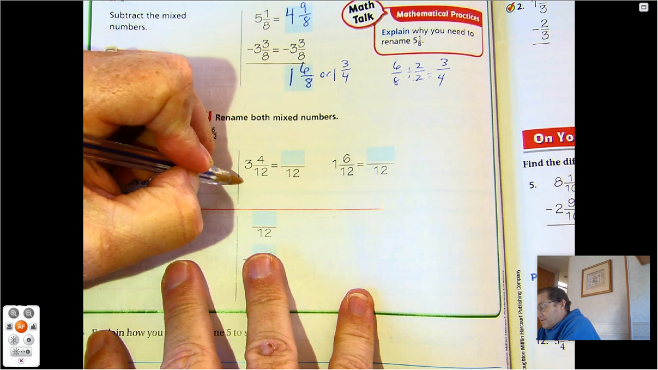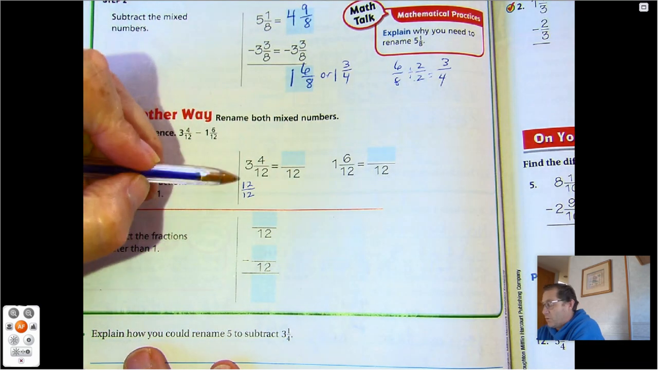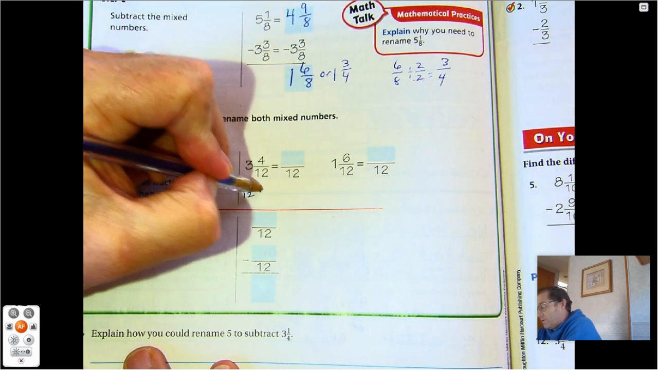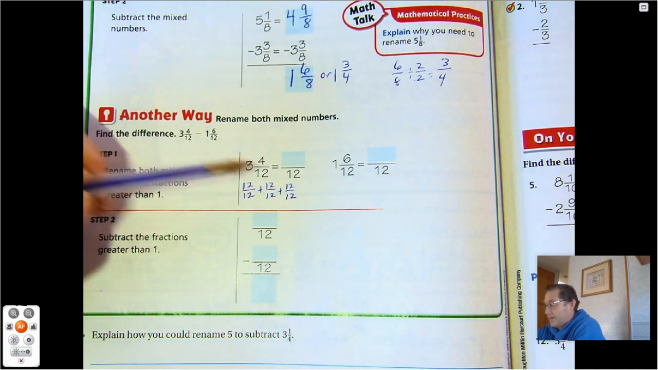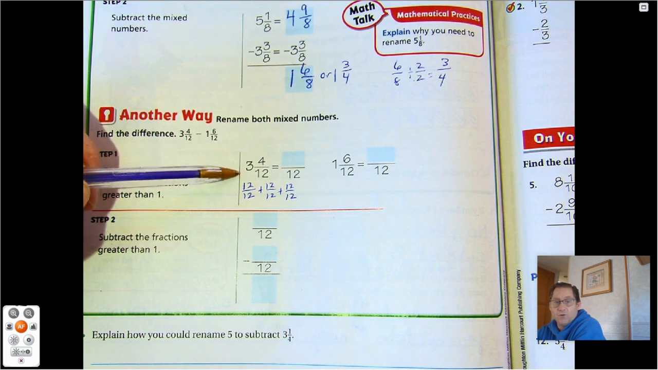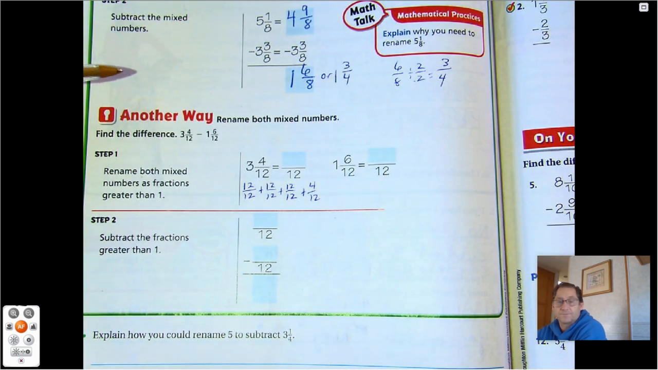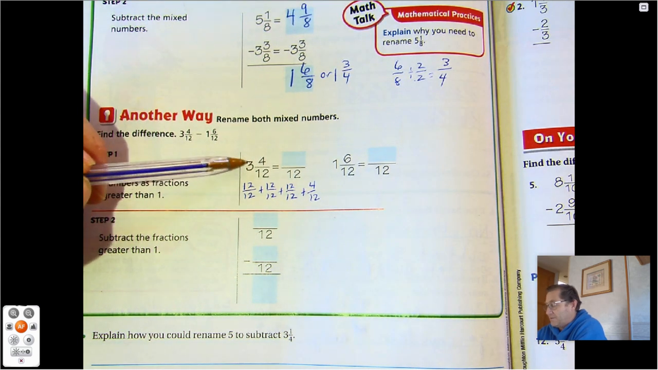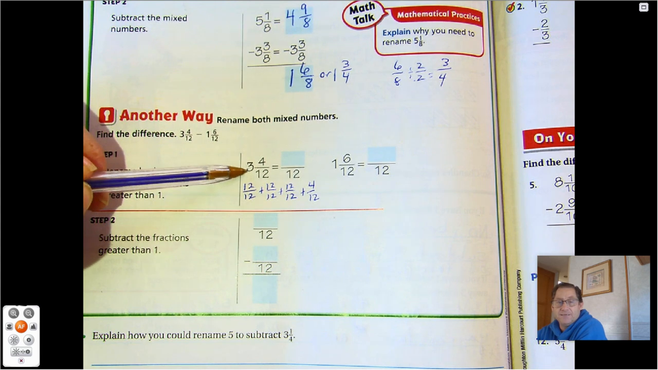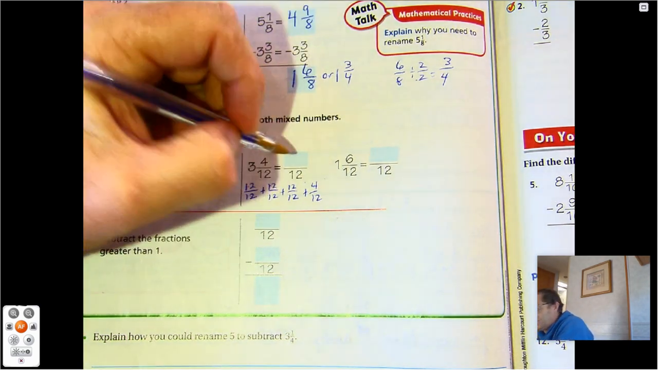So 12/12 is 1, right? So how many 12/12 do I have in 3 wholes? I have 12/12 plus 12/12 plus 12/12. Okay, so 1, 2, 3. That's renaming the 3 wholes plus the leftover 4/12. Okay, so what did I do? There's 12/12 3 times in the whole number 3. Well, that's 12, 24, 36 plus 4 is 40.